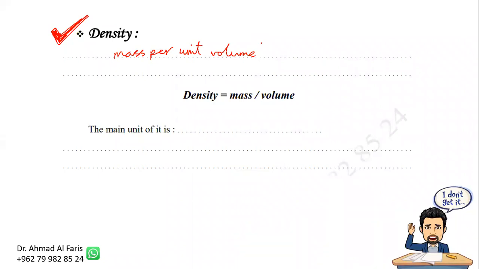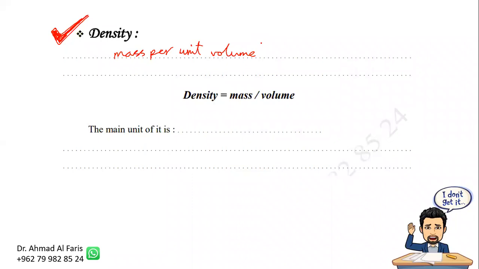Now, most of metals, exactly. Thank you, Karim. Most of metals, they have high density. Non-metals, they have average density. Oil and petrol and water, and liquids, they have average density.